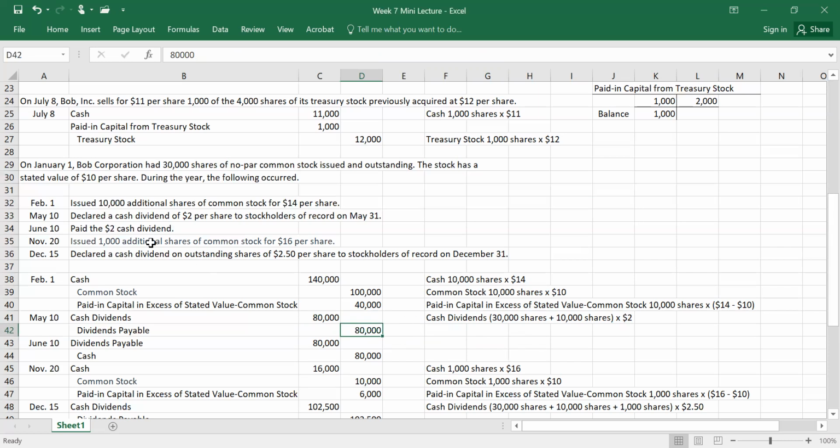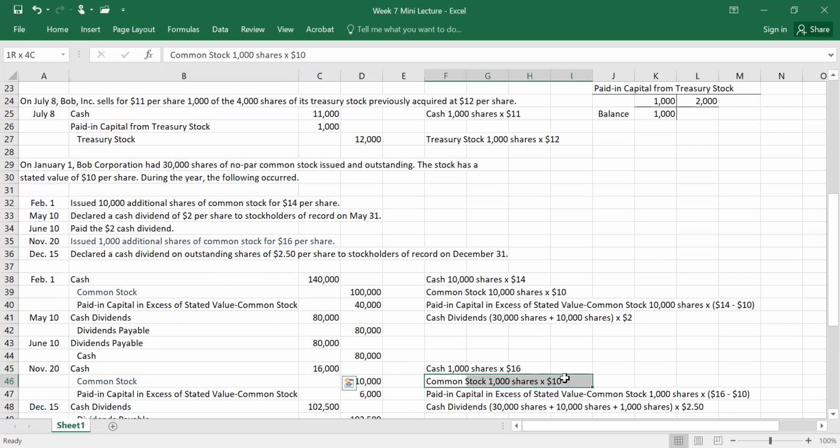Now on June 10th, we're going to pay that $2 cash dividend. So we're going to debit dividends payable for 80,000, credit cash for 80,000. So this dividends payable is no longer a liability to us. We've actually gone ahead and issued the cash. Next, November 20th, issued 1,000 additional shares of common stock for $16 per share. So the cash for that is 1,000 shares times $16. So we're going to debit cash, 16,000.